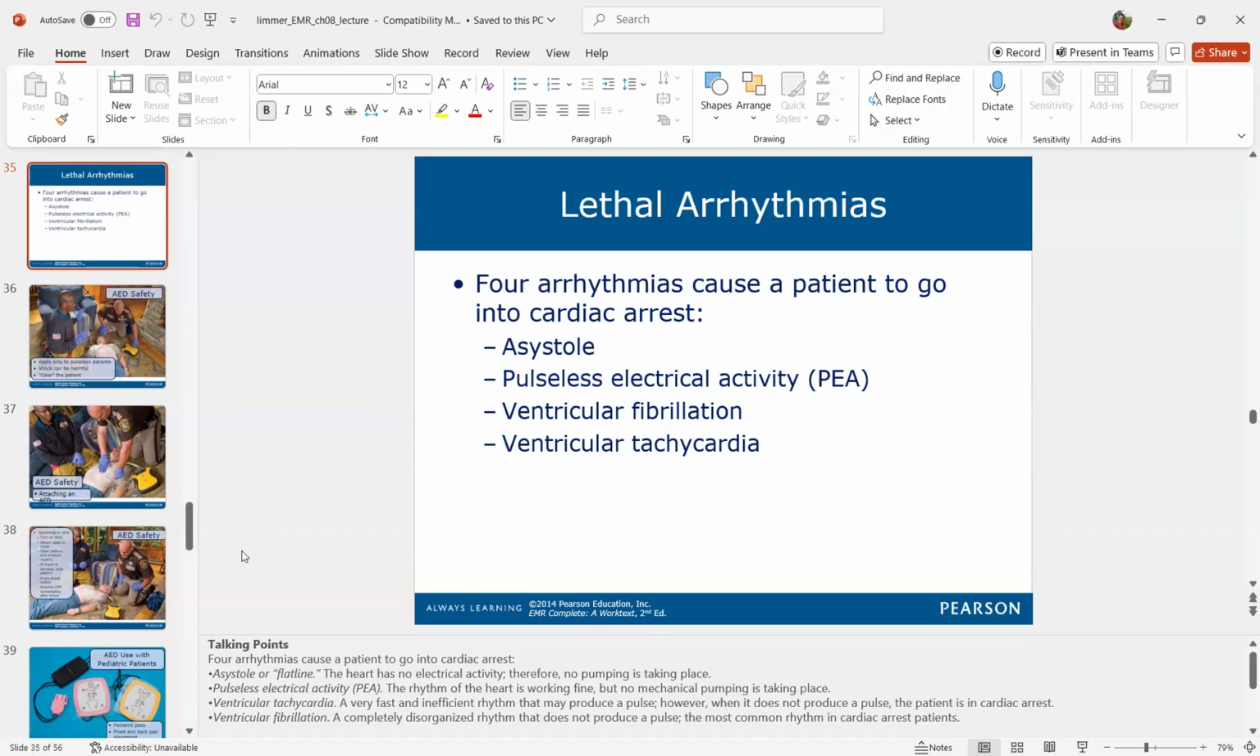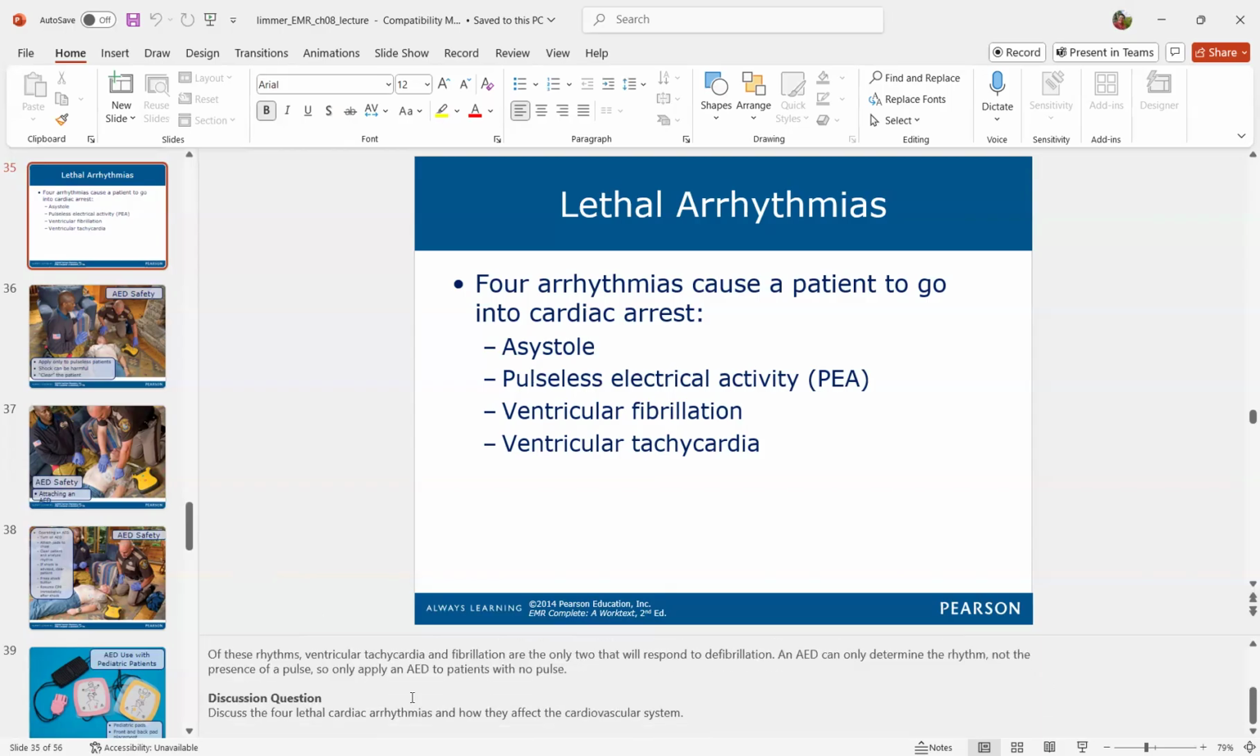You have ventricular tachycardia. This is a very fast and inefficient rhythm that may or may not produce a pulse, but in cardiac arrest it does not. Ventricular fibrillation is a completely disorganized rhythm that does not produce a pulse, and the most common rhythm in cardiac arrest patients is VFib.